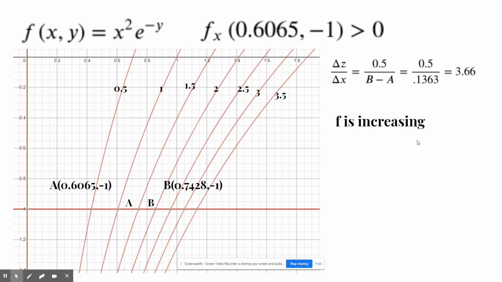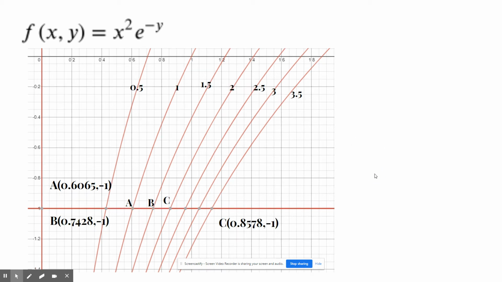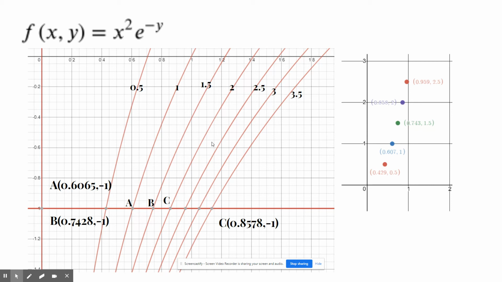So therefore, another way to look at it is f is increasing. We just talked about that: my function values are going from 1 to 1.5, so therefore fx is positive.